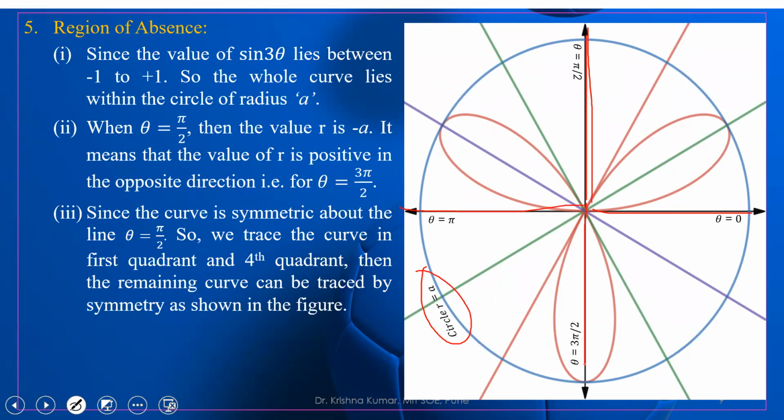Now how many tangents do we have? The first tangent is theta equal to 0. The second tangent is pi by 3. The third tangent is 2 pi by 3. The fourth tangent is theta equal to pi. The fifth tangent is 4 pi by 3. And the sixth tangent is 5 pi by 3.